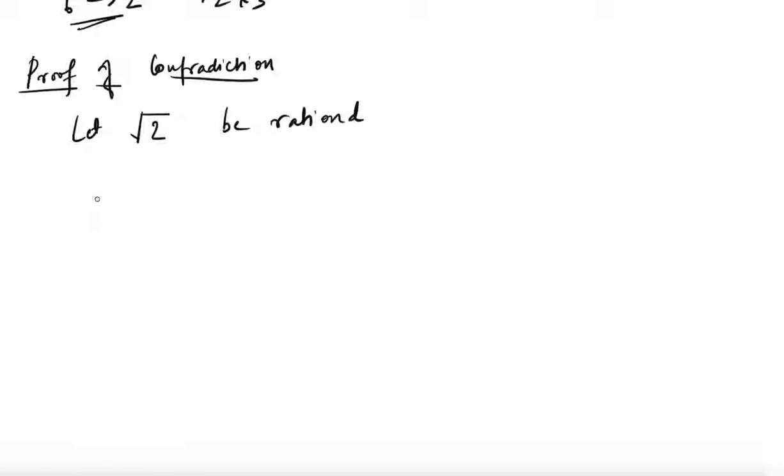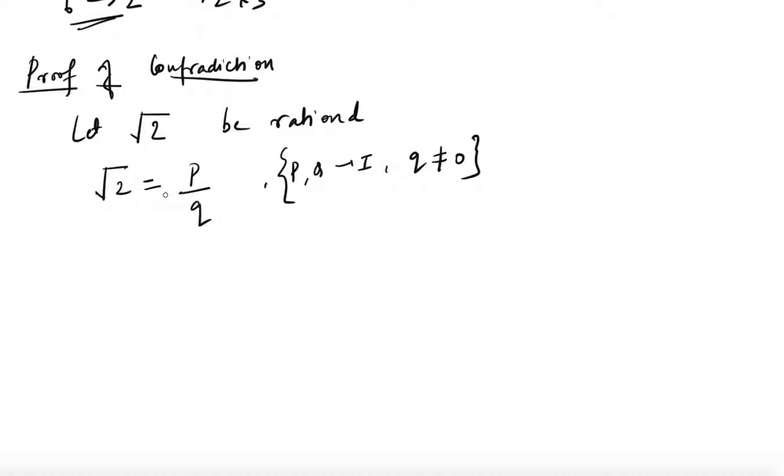If root 2 is rational, then root 2 can be represented in the form of p by q, right? You know that any rational number can be represented in the form of p by q, where obviously p and q are integers and q is not equal to 0. That condition is obviously there. So root 2 is equal to p by q. Now, they can be in their simplest form, or they might have a common factor other than 1.